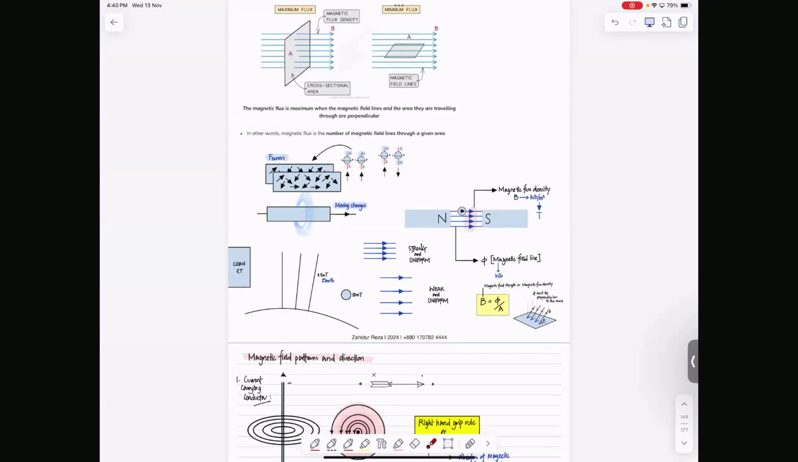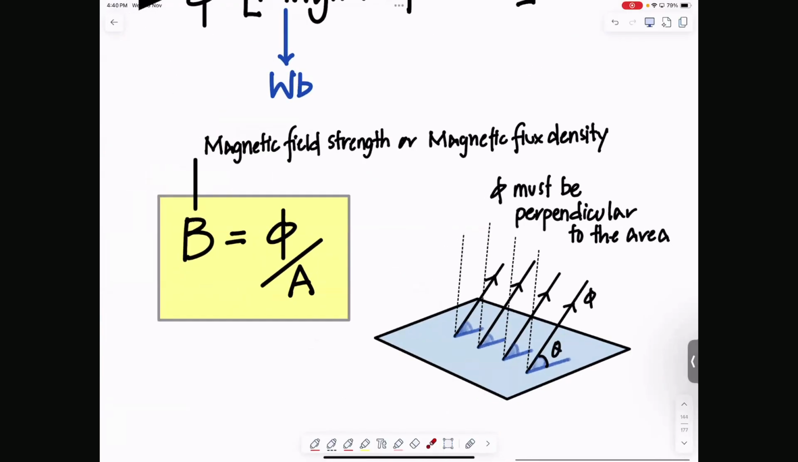So last class is important. I hope you understand and remember. B is called magnetic field strength or magnetic flux density. It's basically the concentration of field in a place. Phi is how much of the field is there. And A is the area over which it's working. A catch here is that the field must be what to the area? Perpendicular. Okay. And that's how you find it.